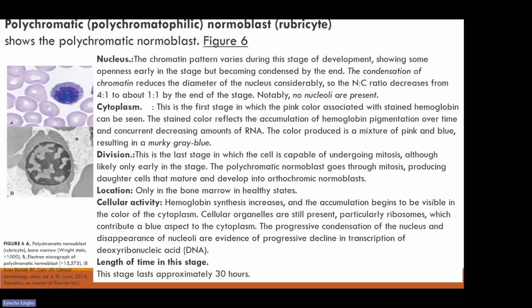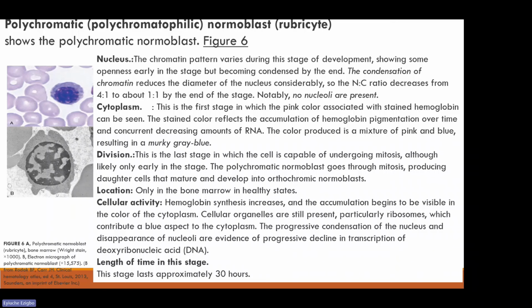Can this cell divide? This is the last stage in which the cell is capable of undergoing division, mitosis. Although likely only early in the stage, the polychromatic normoblast goes through mitosis, producing daughter cells that mature and develop into orthochromatic normoblasts. So this is the last developmental stage of the red blood cell where cell division, mitosis, can actually occur. It is located only in the bone marrow in healthy states.